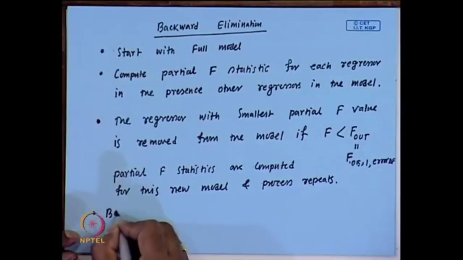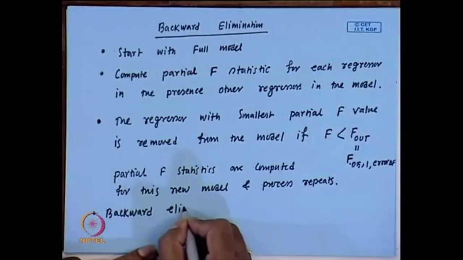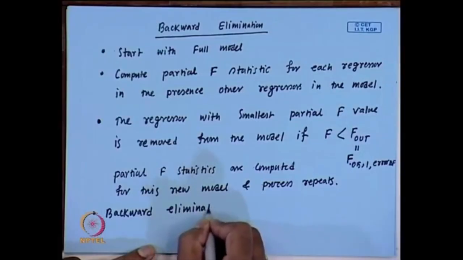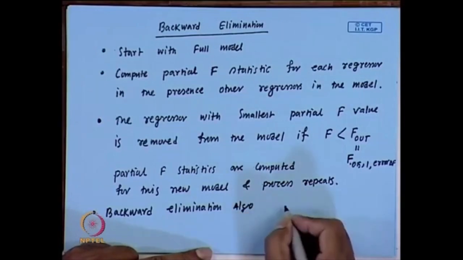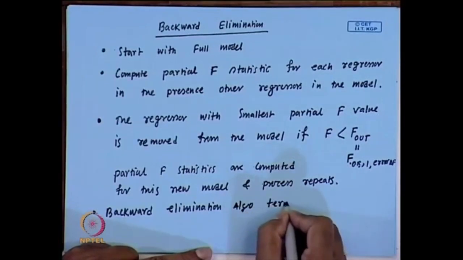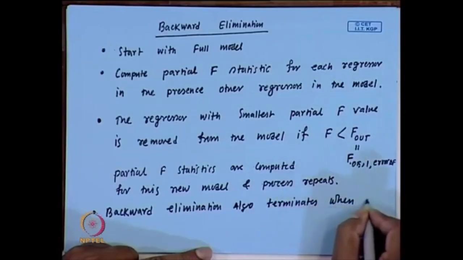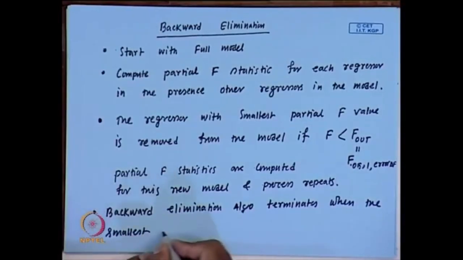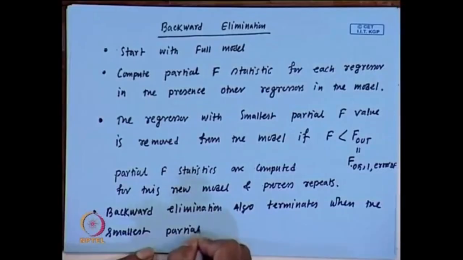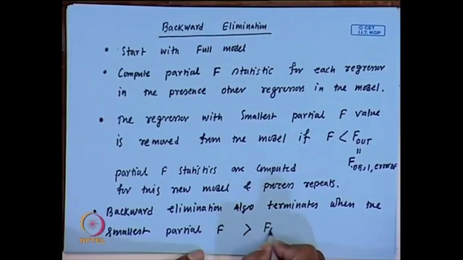backward elimination algorithm terminates when the smallest partial F value is greater than F out.